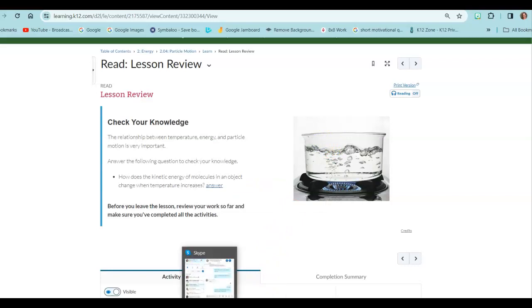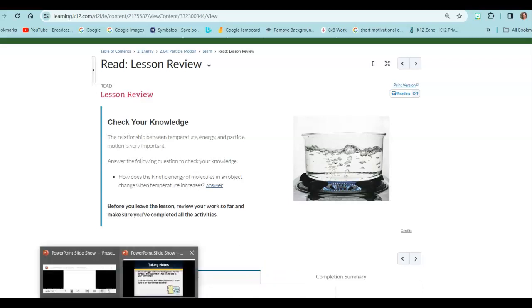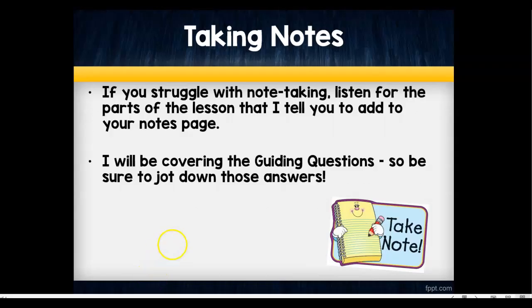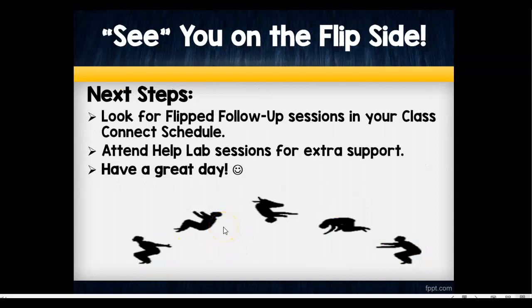Make sure that you get that notebook activity completed correctly and put into your science notebook. And then if you have questions or need help, make sure you come see me in Help Lab or come to a live session and we can talk about it.